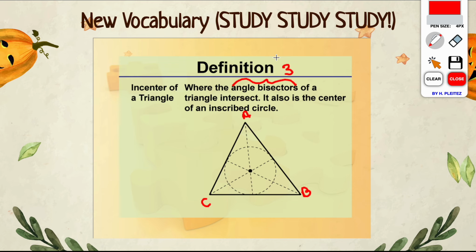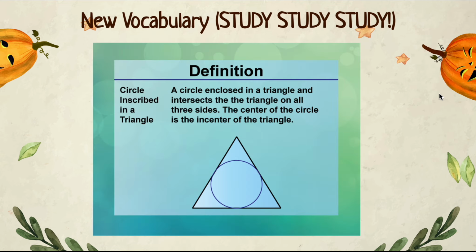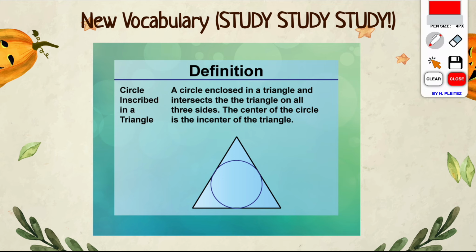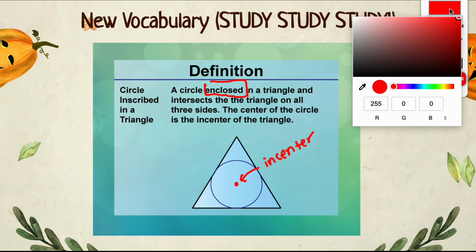Now, another important fact about the incenter, which in this diagram is right here, is that the incenter is also the center of the inscribed circle. So make sure you know both of those parts, and we will talk about what an inscribed circle is on the next slide. So another new vocabulary word, the inscribed circle, is a circle that is enclosed in a triangle, and it intersects the triangle on all three sides. And again, we know that the center, so if this is my center, is called the incenter.